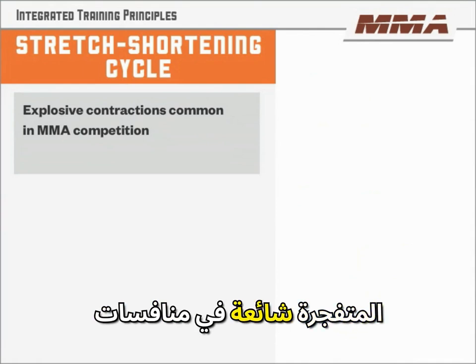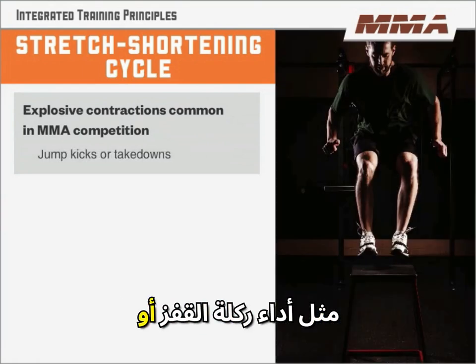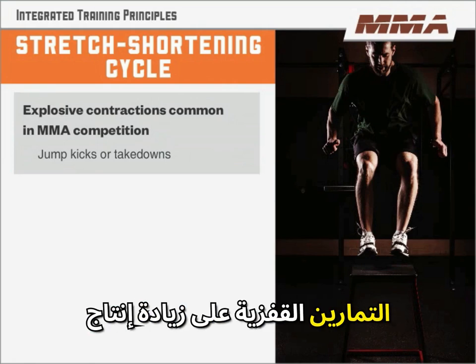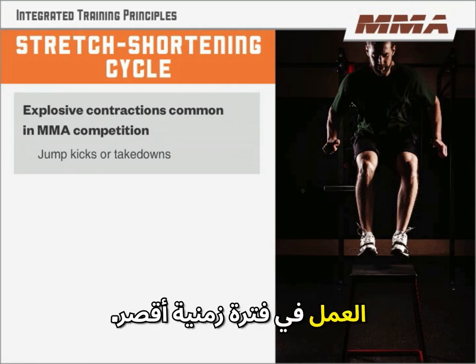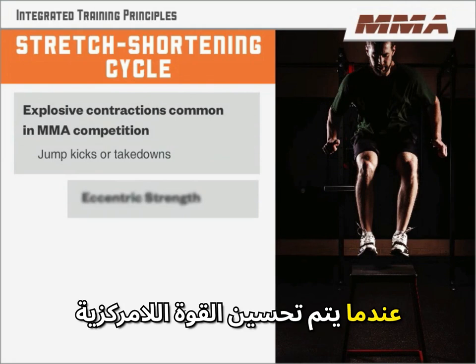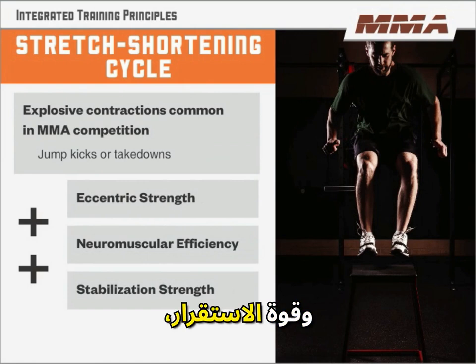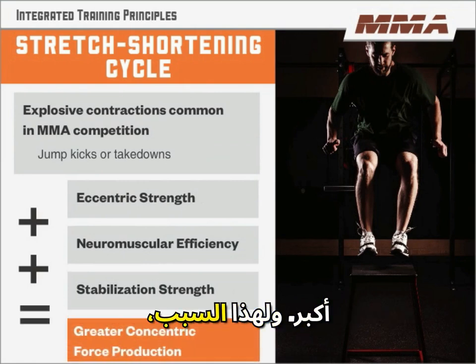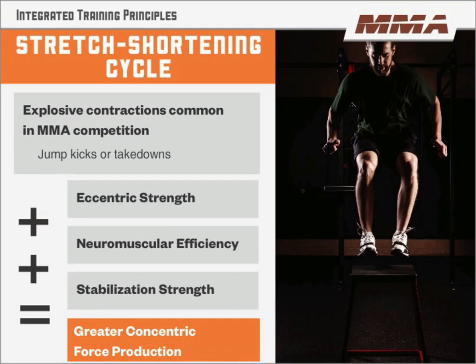Explosive muscular contractions are common in MMA competition, such as performing a jump kick or attempting a takedown. Specific exercises, such as plyometrics, can increase power output and explosiveness by training muscles to do more work in a shorter amount of time. When eccentric strength, neuromuscular efficiency, and stabilization strength are optimized, your clients will realize greater concentric force production. For this reason, the training camp program integrates plyometric exercises that maximize the stretch shortening cycle.